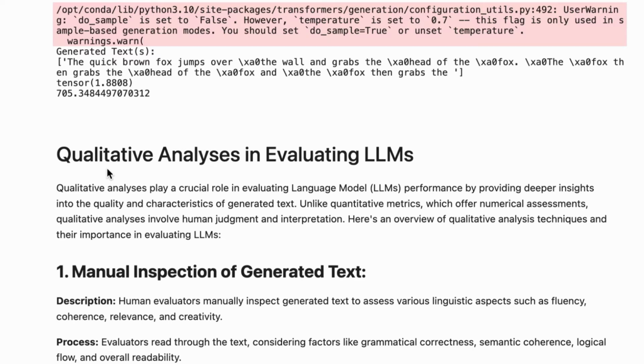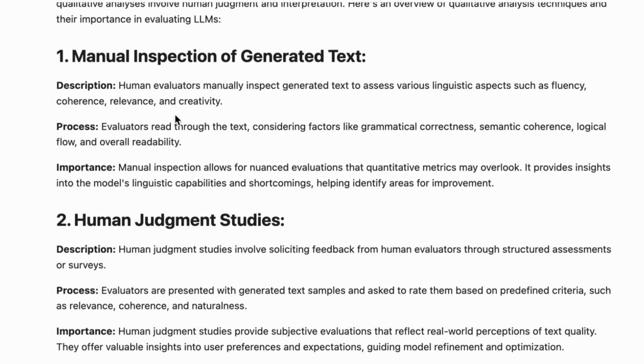Now let's talk about the qualitative analysis of large language models. Qualitative analysis plays a very crucial role in this evaluation, because it needs human judgment or human interpretation to see whether the generated text is right or not. So we do it by manual inspection of the generated text. The humans will evaluate it by checking the grammatical correctness, the semantic coherence, the logical reasoning, and the overall readability of the text.